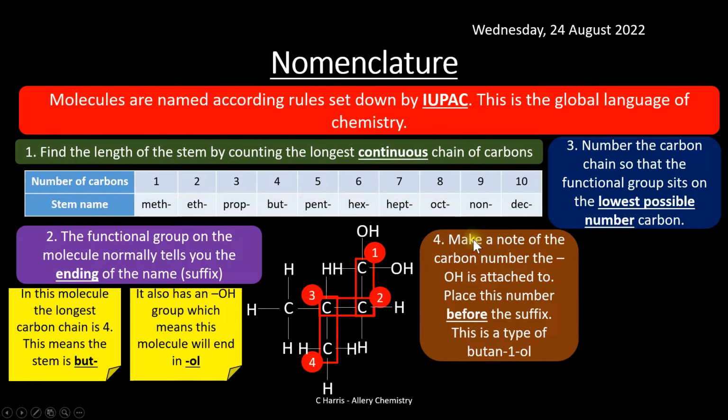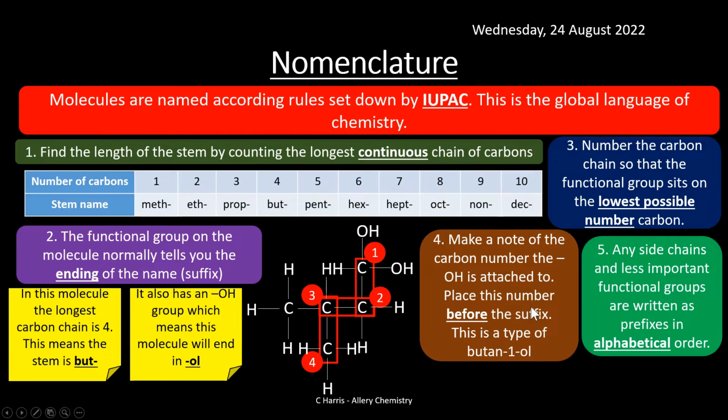Then we make a note of the carbon the OH is attached to, which is 1, and we place this number before the suffix. So this is a type of butan-1-ol. The suffix is -ol, because that's the end bit of the molecule, and it is sitting on carbon 1. So we put butan-1-ol, which we can see on there. So that's what this is so far.